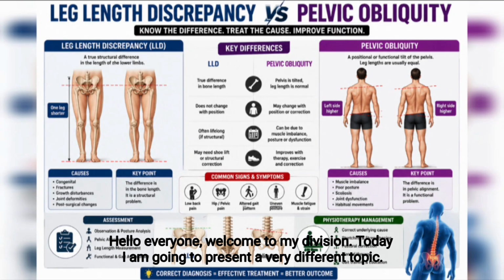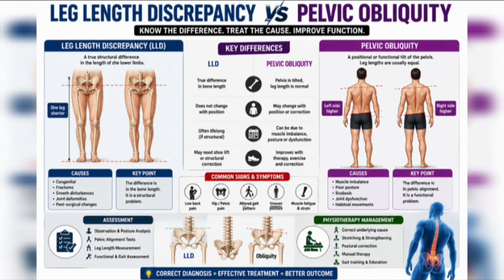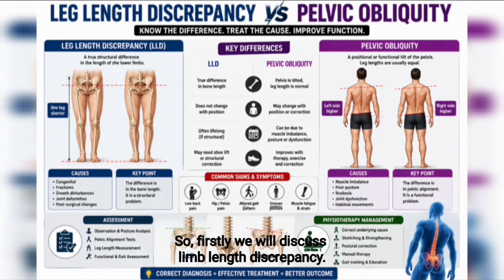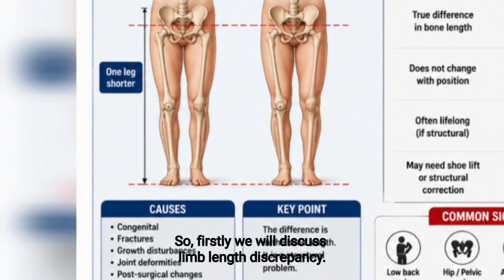Today I am going to present a very different topic, that is leg length discrepancy versus pelvic obliquity. Let's understand the difference. Although both can cause an uneven posture, altered gait and low back pain, they are not the same conditions. So firstly, we will discuss the limb length discrepancy.